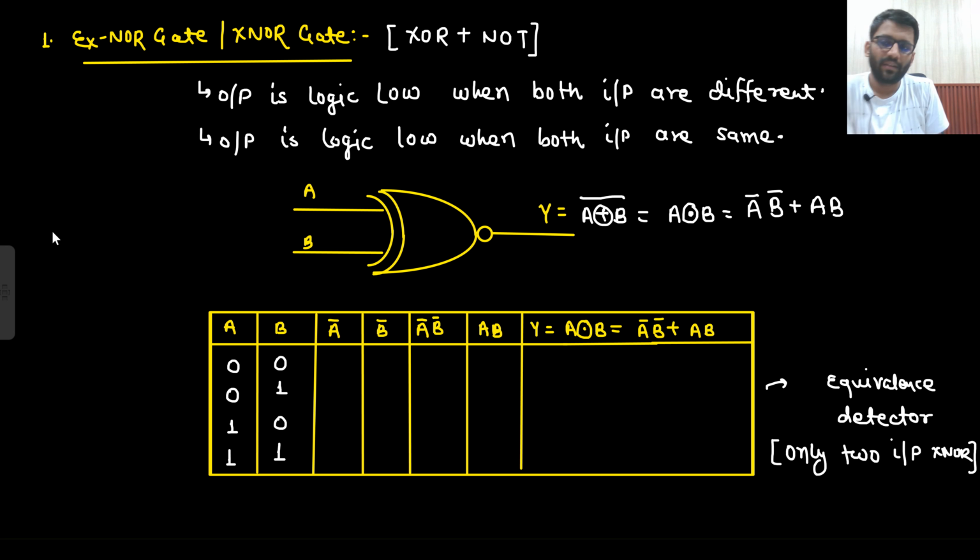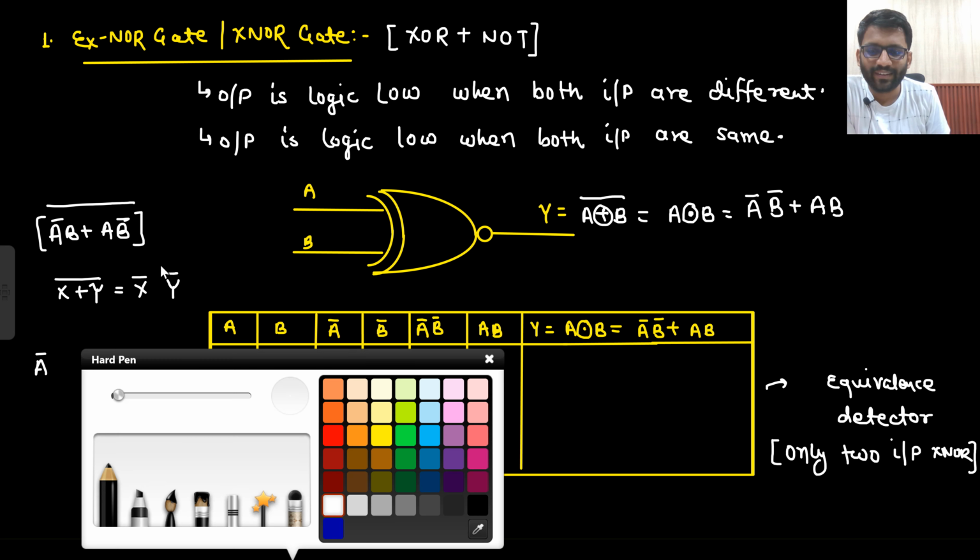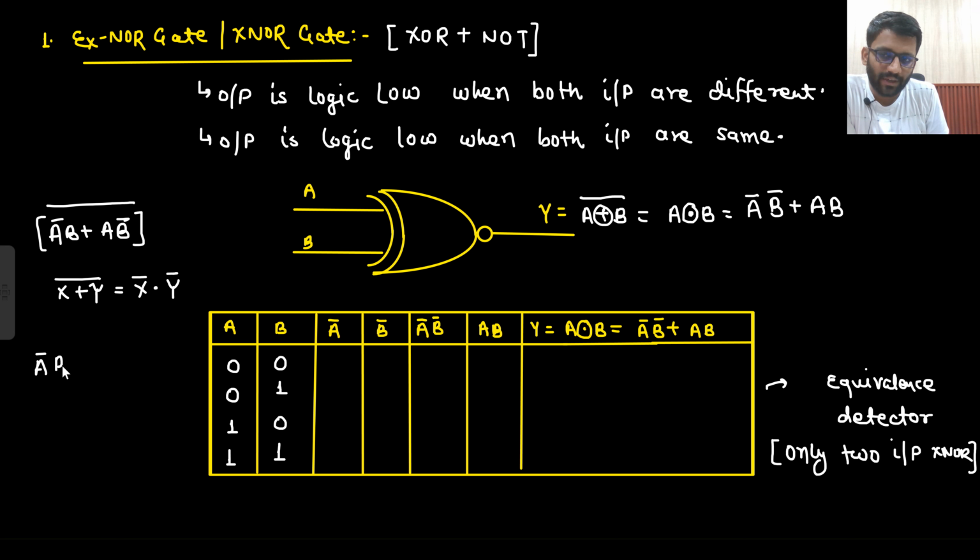Let's see how do we get it. A bar B plus AB bar, and then whole bar is there. Do you remember De Morgan's theorem? X plus Y whole bar would be written as X bar dot Y bar, right? So take bar of this and then take bar of this. Now what is this? X into Y bar. So that can be replaced with X bar plus Y bar, right?